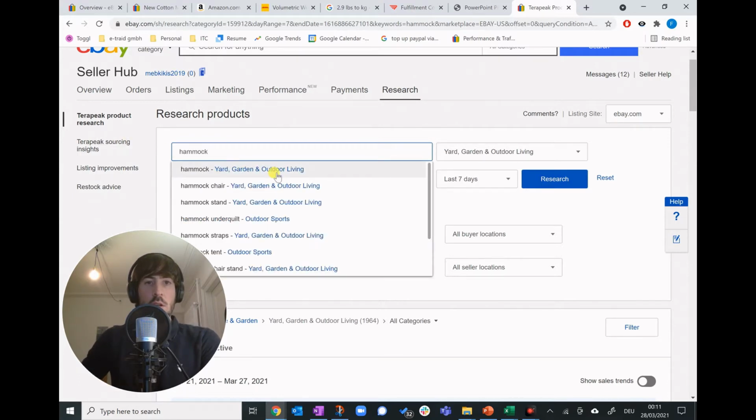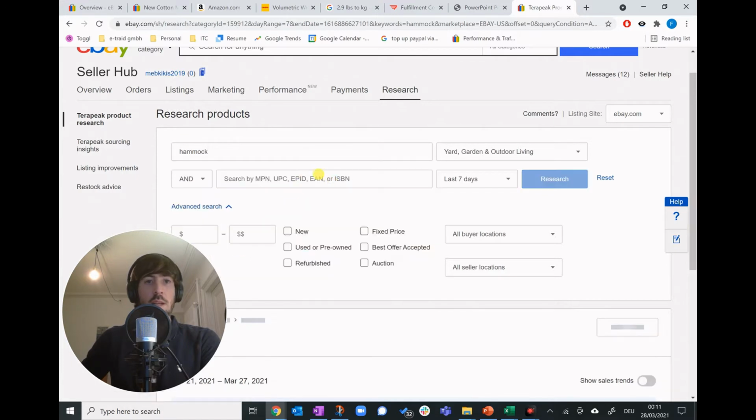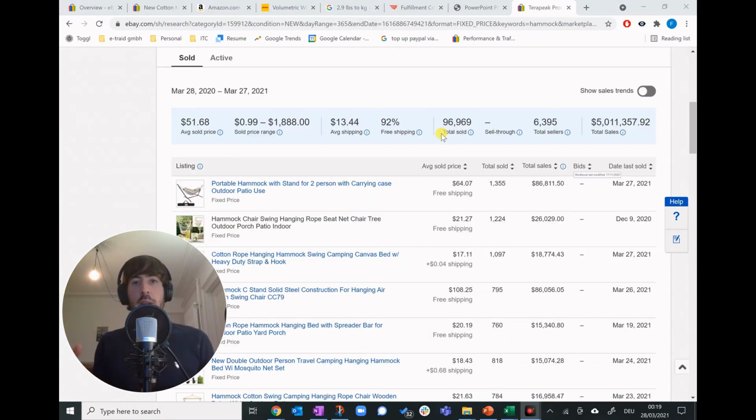Yard, garden, and outdoor living looks like the right category. And let's take a minute to digest the information. The average selling price for a hammock was $51.68, although the cheapest was sold for only 99 cents and the most expensive was sold for almost $2,000. If we're selling hammocks, it looks like we're going to have to offer free shipping because almost all of the transactions had free shipping. So this already answers our key questions. Is there a market for our product? Yes, it's $5 million. What's the average price on the market? $51. But that's only one part of the equation.